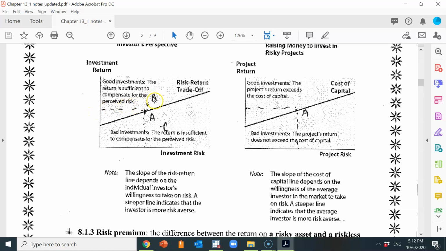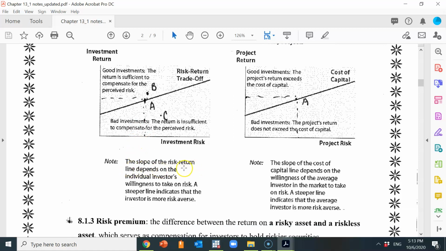So if we look at point B, it's going to be a good investment because the return is sufficient to compensate for the perceived risk. Any point above the line would be a good investment because the return is higher than our minimum required return for investments with the same risk. But if we look at point C or any points below the line, it's a bad investment because the return is lower than the minimum required return for the same level of risky assets.